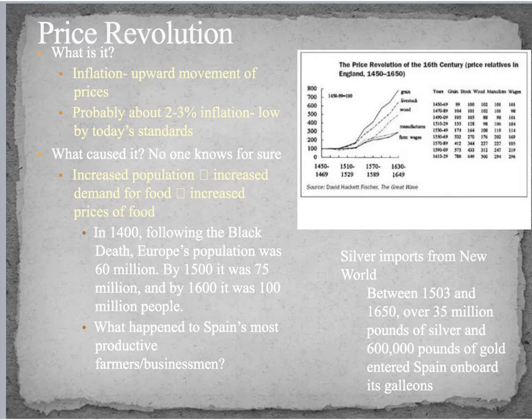It's possible that as the population of Europe increased and there was an increased demand for food because of that, it increased the prices for food. So to give you an example, in 1400, following the Black Death, Europe's population was about 60 million. By 1600, 200 years later, it was 100 million. So that may have put a lot of pressure on prices and food production and caused inflation to occur.